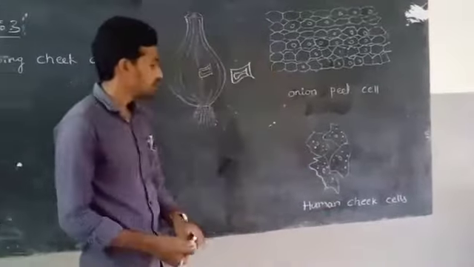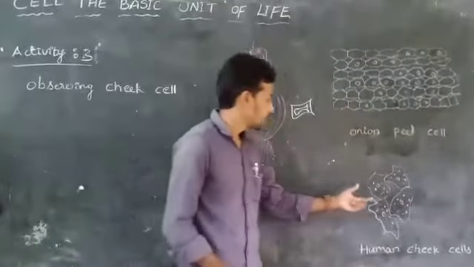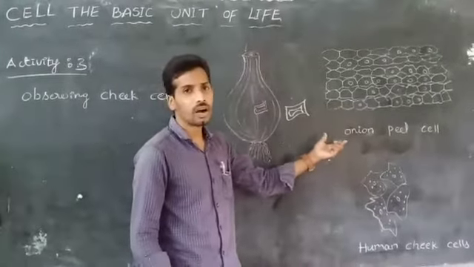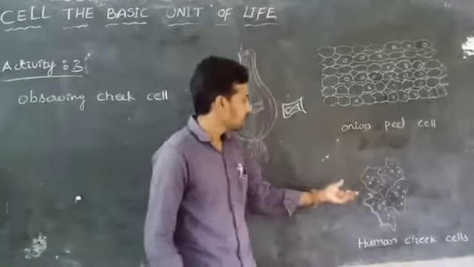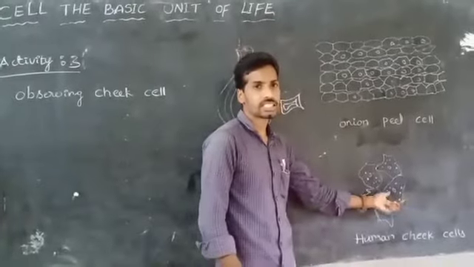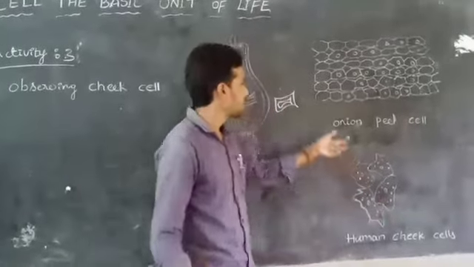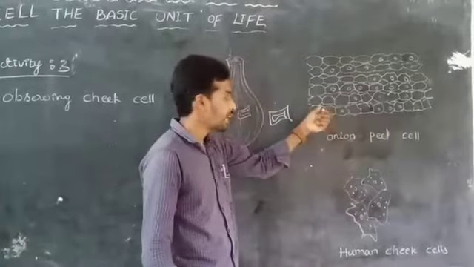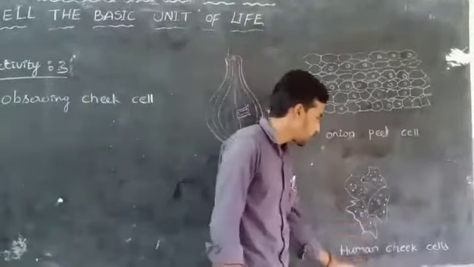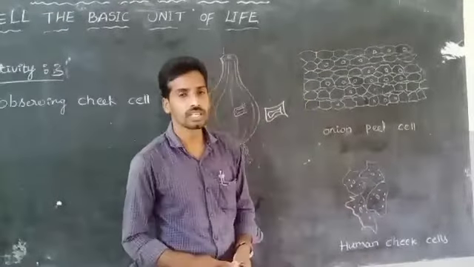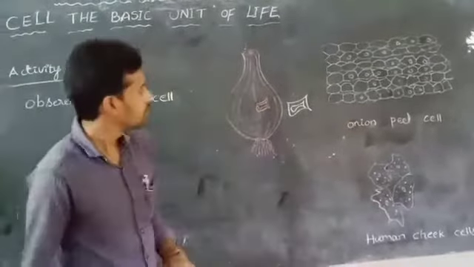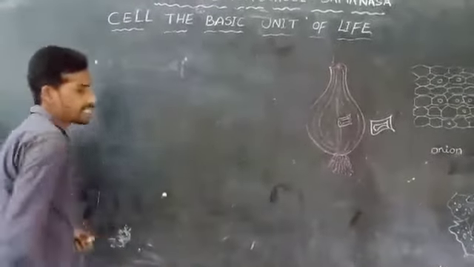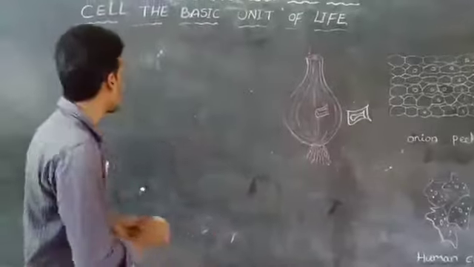Here, is there any similarity to the onion peel cells? Is there any outer surface? Onion peel cells have a thin outer surface. Human cheek cells have no outer surface. Then a significant observation.